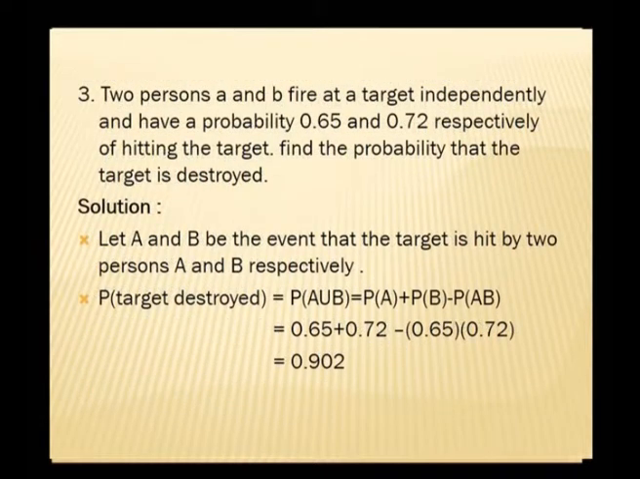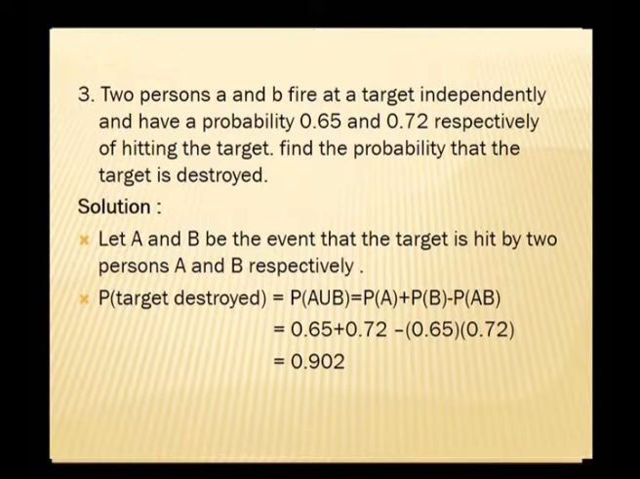Third problem. Two persons A and B fire at a target independently and they have a probability of 0.65 and 0.72 respectively of hitting the target. Find the probability that the target is destroyed.